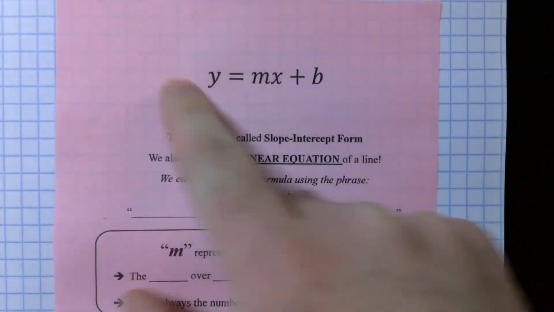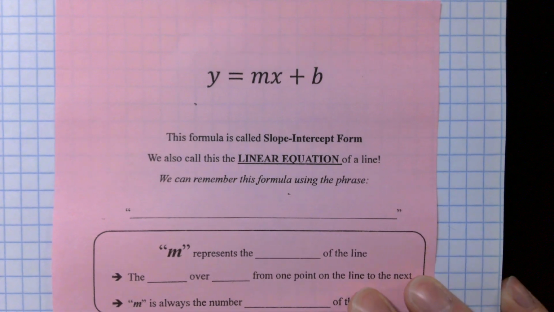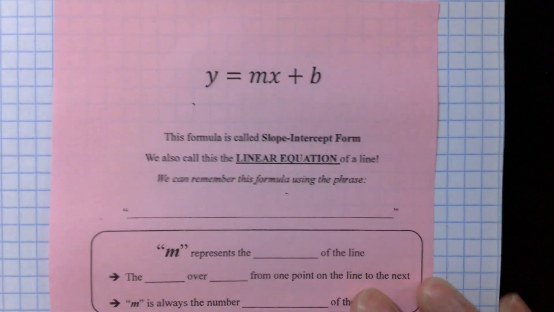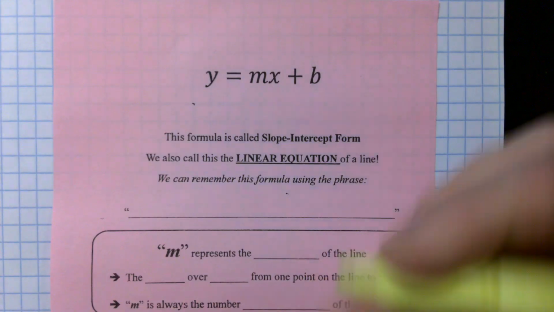How many letters do you see in this equation? How many different variables? We got 4 of them. How many numbers do you see? None of them. I don't see any numbers. I just see 4 letters, okay? The first letter that we're going to talk about that's the most important is this M right here.